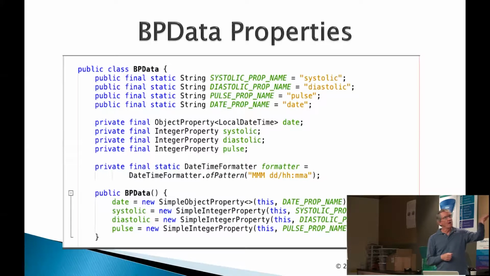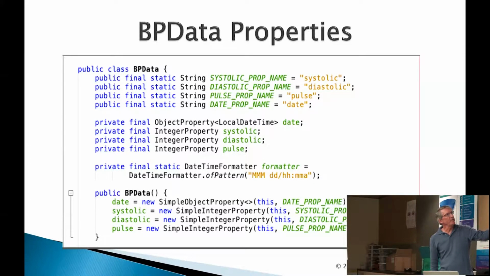Okay, so here's a code snippet. We don't need to go into the code right now. We can just show it to you up here on the slide. Here is some examples of the 4 properties that we have in our blood pressure application. What you can see is that we have 3 integer properties that are representing the systolic, diastolic, and pulse blood pressure readings. And then we have an object property that is handling the date, the local date time. And that's a generic one that you see there. And down below in the constructor from BPData, you can see how easy it is to create a JavaFX property.